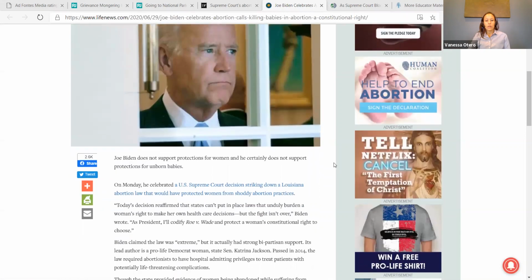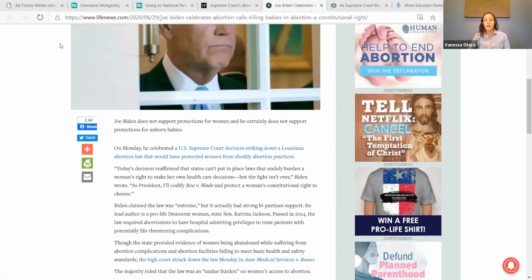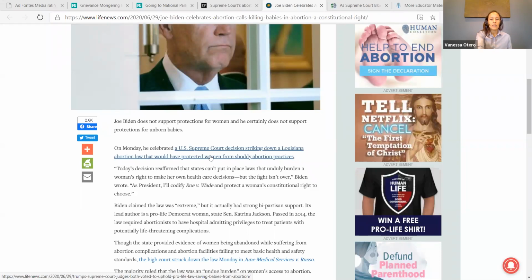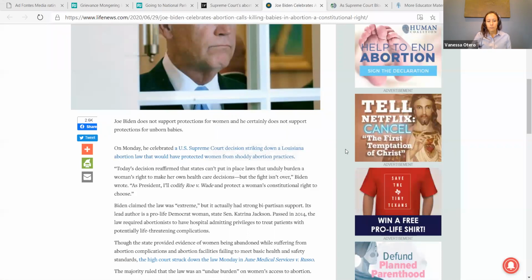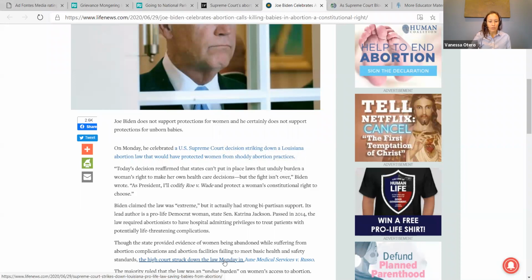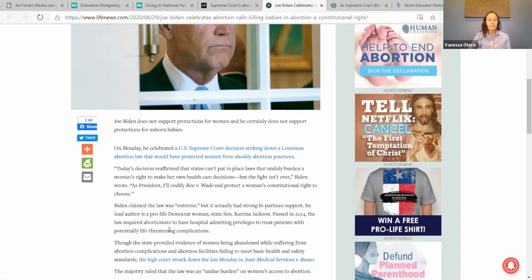I want to point out one thing here, and these are the hyperlinks. We're going to talk about this in another article too, but whenever I hover over a link, notice that in the very bottom left corner of the screen, you can see the hyperlink to where it's linking. So this is linking to another lifenews.com article. The reference here is to its own source. If you look at this one down here, same thing. Their other references are also to other articles on lifenews.com. All right, back to the text.